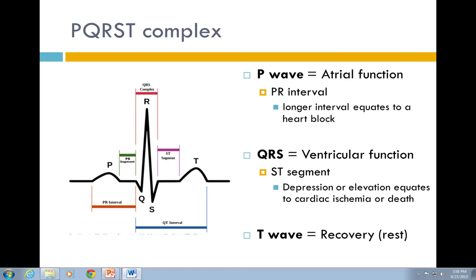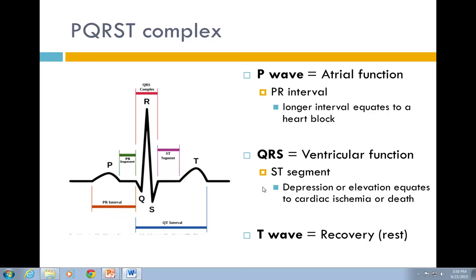Okay, so now let's talk about the PQRST complex. Here's a diagram of one electrical impulse. The P wave should precede every QRS complex. The P wave is the firing of the SA node and denotes atrial functioning and or contraction. The PR interval is important when discussing heart blocks. The QRS complex equates to the ventricular firing and subsequent contraction.